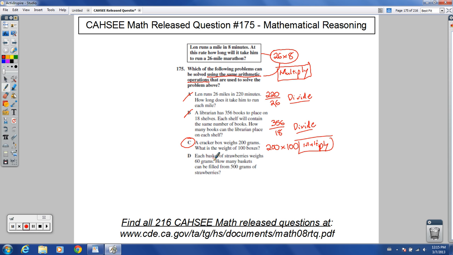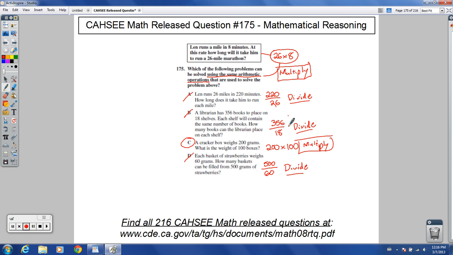I just want to check choice D and make sure I didn't make a silly mistake up here. Each basket of strawberries weighs 60 grams. How many baskets can be filled from 500 grams of strawberries? So you'd have this 500 gram pile of strawberries, and we're splitting it up into baskets that weigh 60 grams each. That's another divide question. So the correct choice was what we thought it was. Choice C is the correct choice because we are multiplying in both.